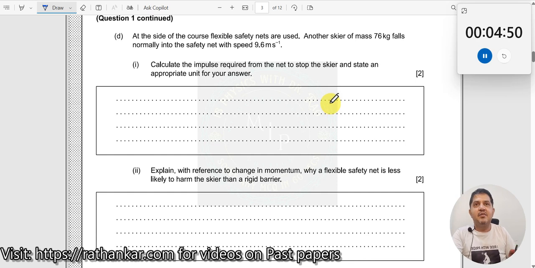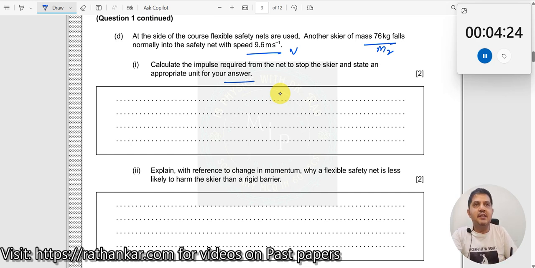At the side of the course, flexible safety nets are used. Another skier of mass 76 kg. What was the earlier mass? 65. Now you are using a different mass, let us say M2. Now falls normally into the safety net with a speed of 9.6 meters per second. Calculate the impulse required from the net to stop the skier and state an appropriate unit for your answer.